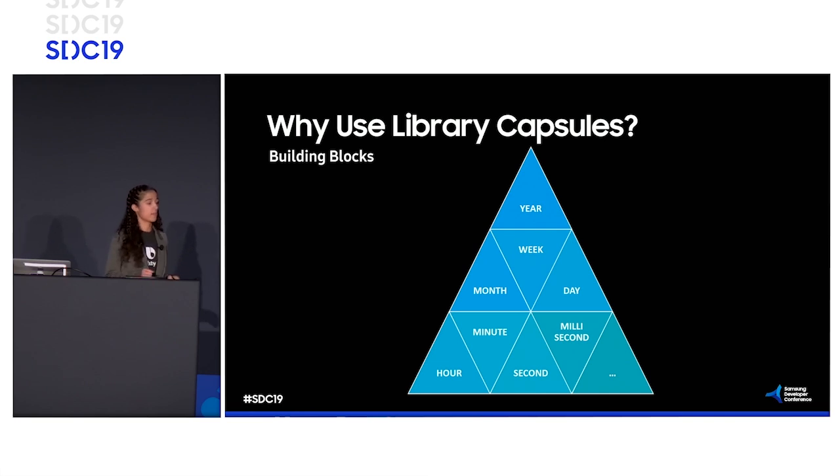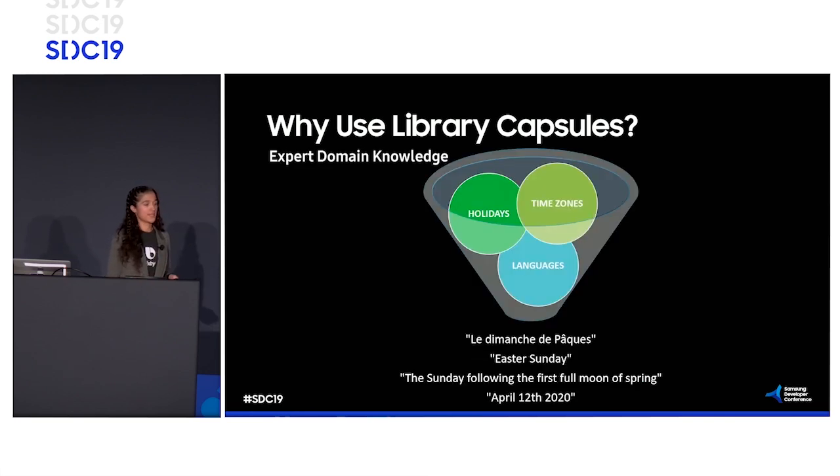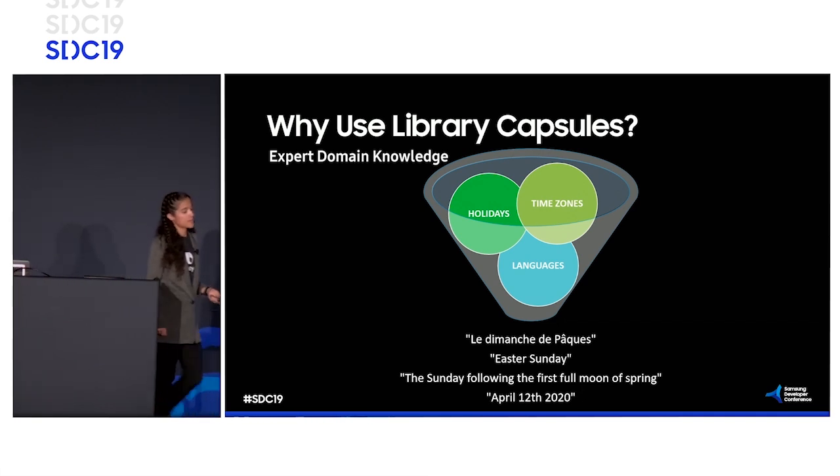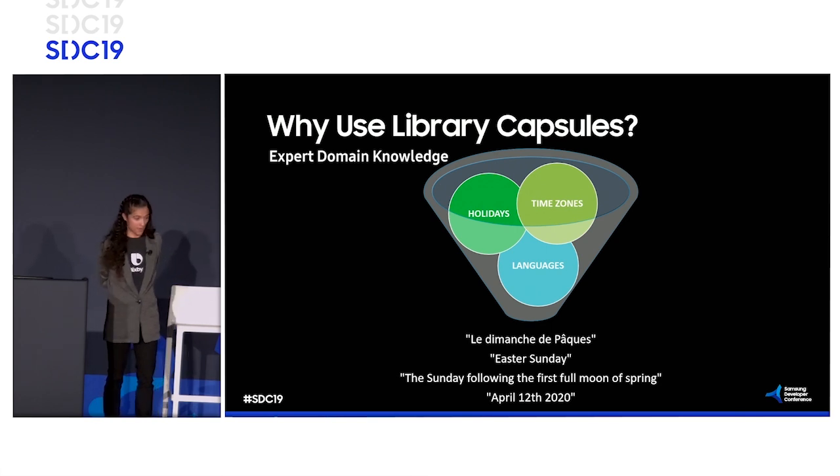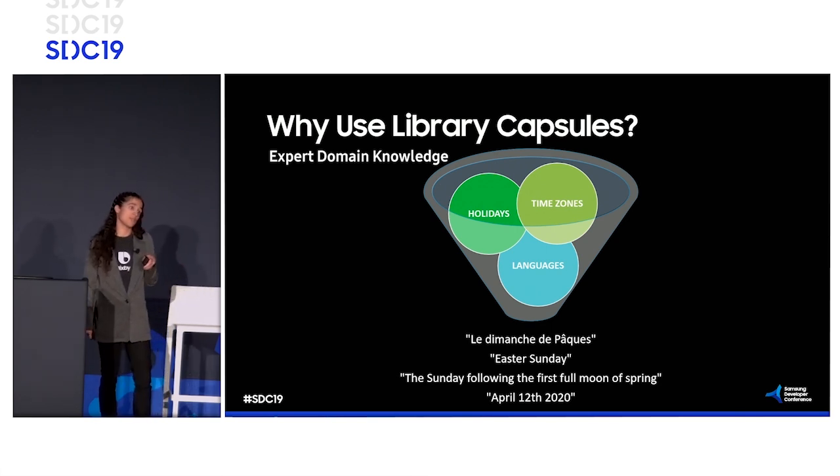So there's a year, a month, a week, but then very quickly you'll see that the time domain is very hairy and there's a lot of complexities in it. So users could ask about holidays, they could ask for different languages, there could be time zones, which are super complex to deal with. For example, if someone were to say, "le dimanche de Pâques" in French, you would have to know that this maps to Easter Sunday in English, and that's calculated as the Sunday following the first full moon of spring, and then you'd have to somehow resolve that to April 12th, 2020.